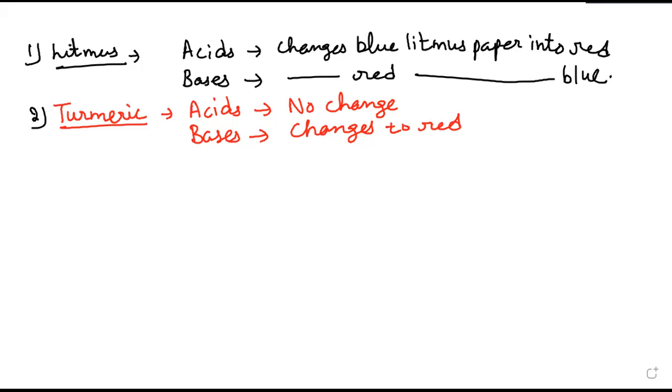Okay. Now the third is China rose, Gudhal. China rose is a natural indicator. It can be prepared by adding China rose petals to warm water, right? After infusing the petals for some time, the water becomes colored. Now this extract can be filtered and used as an indicator. So what changes does the China rose show with acids and with bases?